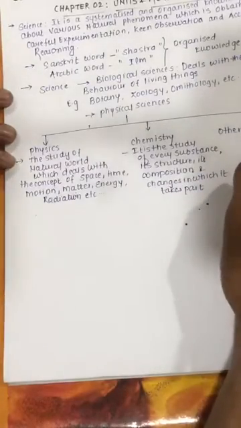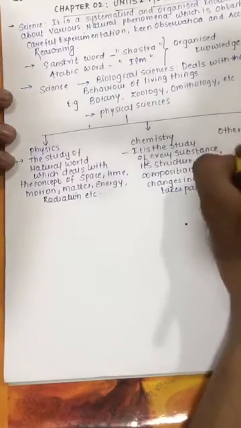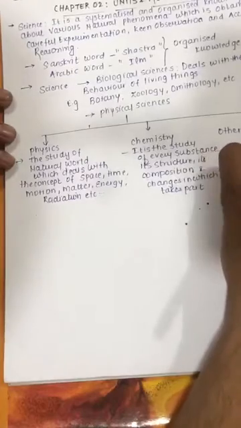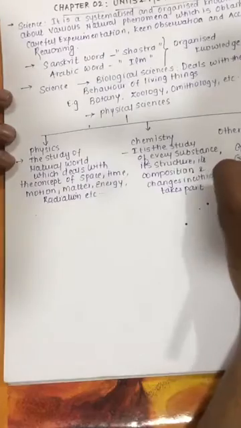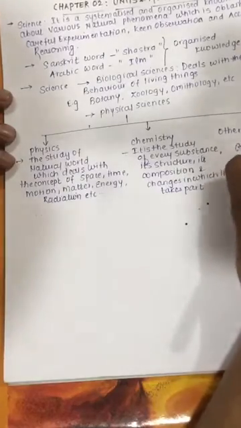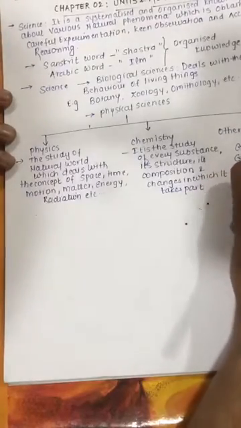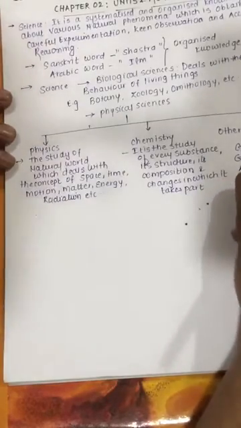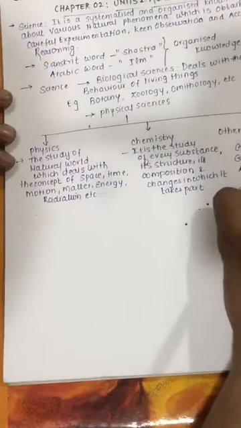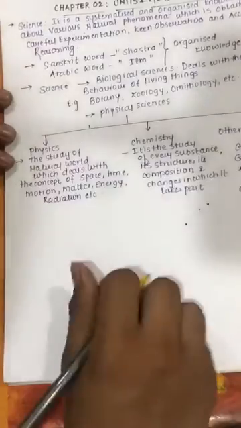Other physical sciences include geology related to earth, geography related to structure, astronomy, astrology, oceanology, etc. Hope you are clear with everything.